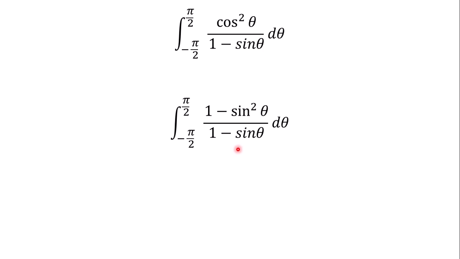Good. Well, we are doing good. 1 minus sine theta squared divided by 1 minus sine theta. What are you going to do? Ideally, what are you going to do? It's just a matter of cancelling this one with this, and we will be left with 1 minus sine theta, and then we are good to go, right?